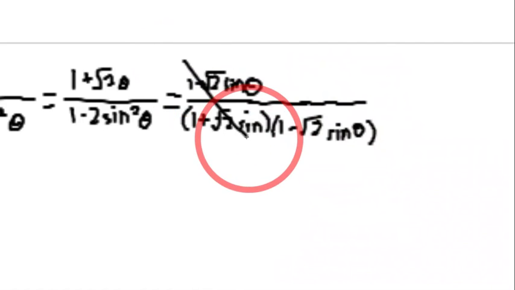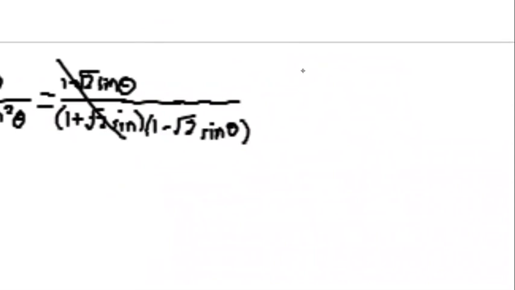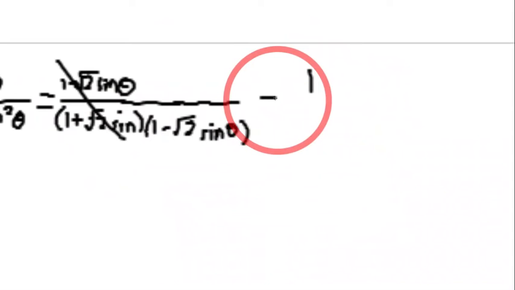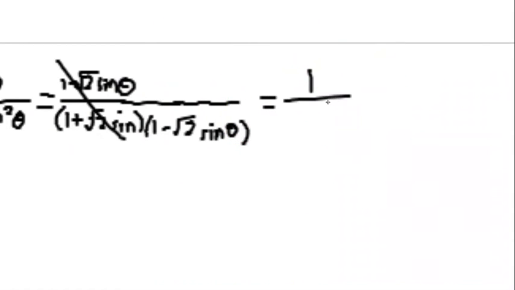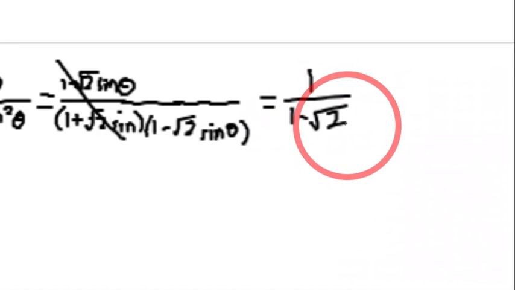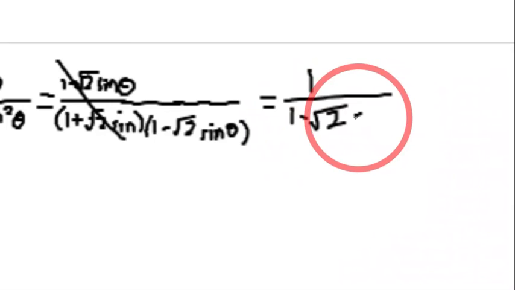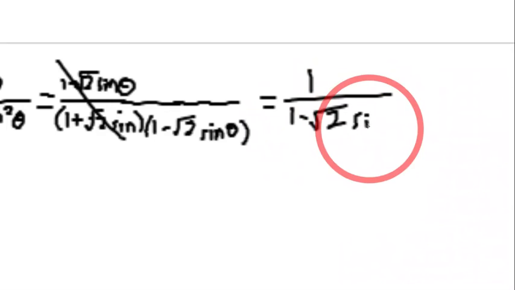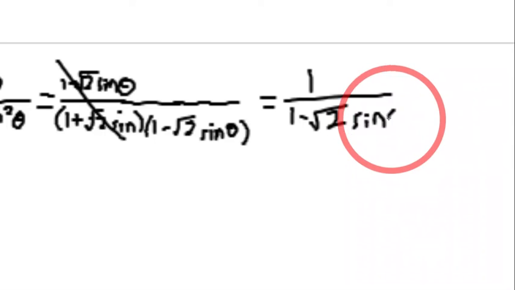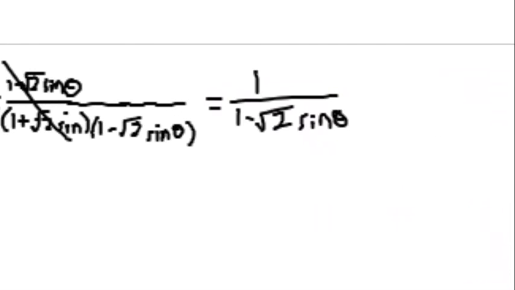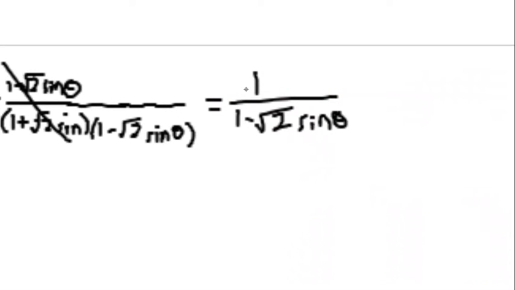Now, these cancel just like everything else we've been doing, leaving us with 1 over 1 minus square root of 2 sine theta. And as we discovered earlier, the sine of theta in this case is going to be negative. Sorry, my brain froze. It's going to be negative square root of 2 over 2.